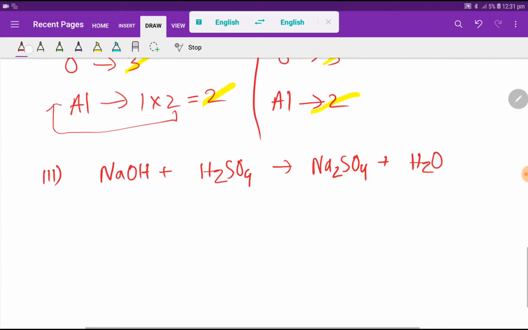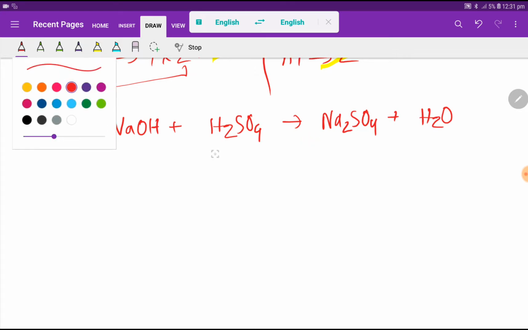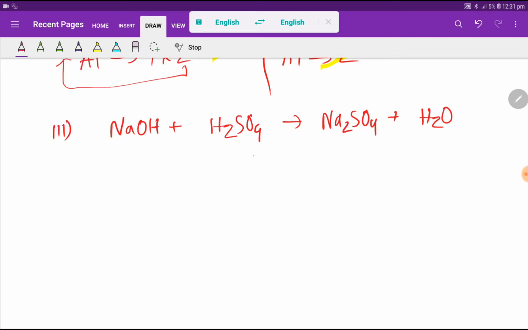Okay, let me take this example. If you are a student of class 10 and if you want to learn chemistry, then I think you should know how to balance this very common reaction, right? So to balance, what can I do? I have to draw a table like this.